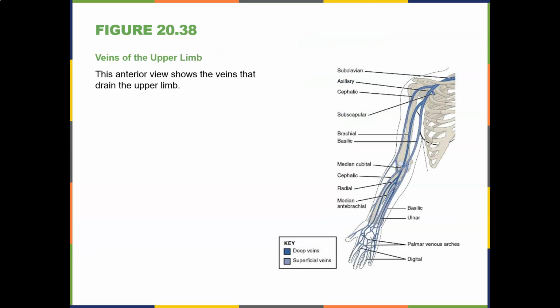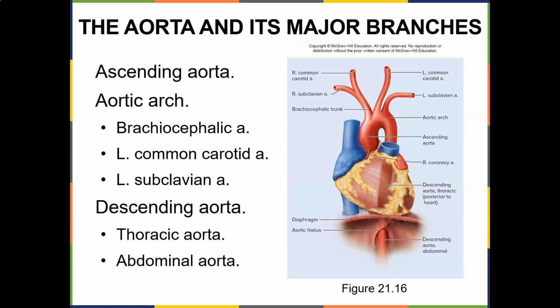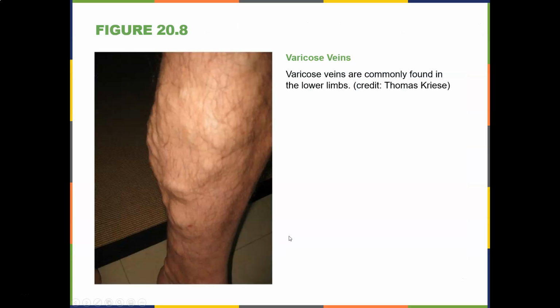Now the aorta and its major branches. You have the ascending aorta and aortic arch. You have the brachiocephalic, left common carotid, and left subclavian. So make sure you know which three branches come off the aortic arch. And then the descending aorta: the thoracic aorta and the abdominal aorta.